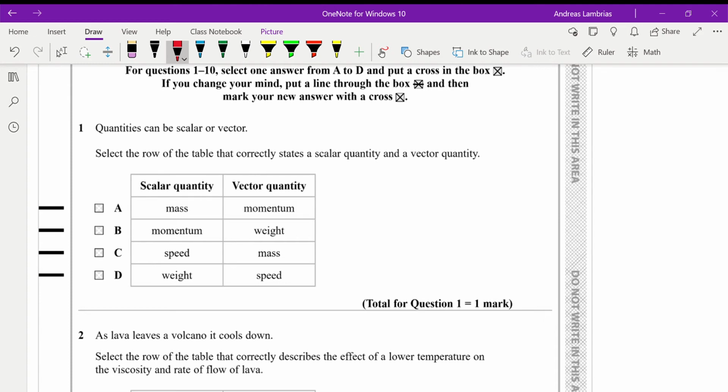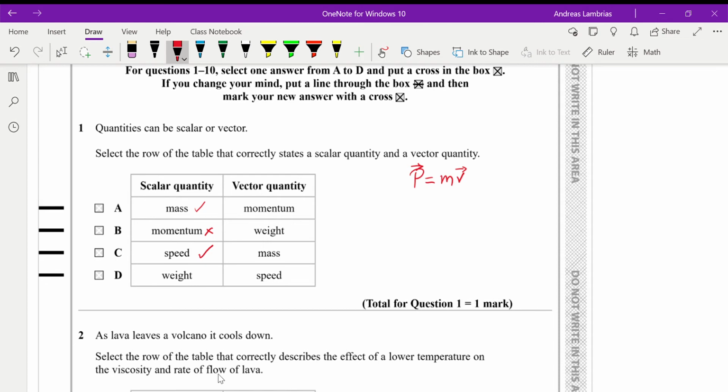Right, so from this table over here, we know that if we're looking at the scalar, the first column, mass, yes, it is a scalar quantity, it doesn't have any direction. Momentum, if we remember the formula for momentum, is mass times velocity. So since velocity is a vector, therefore momentum is also a vector. So momentum shouldn't be on that column. Speed, it is a scalar quantity, it just has magnitude and units. Velocity, on the other hand, as we just mentioned, is a vector quantity.